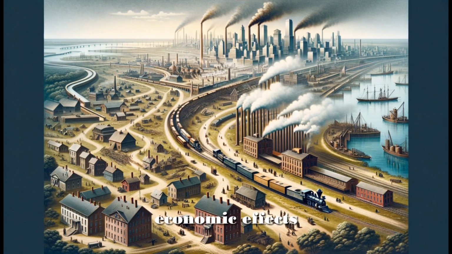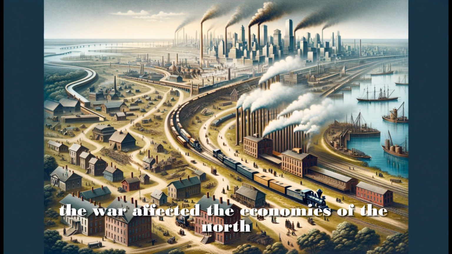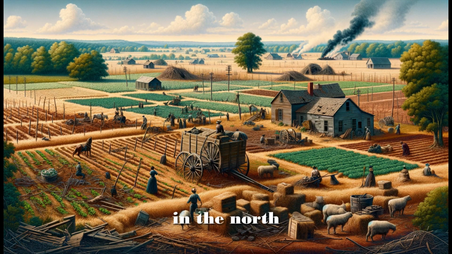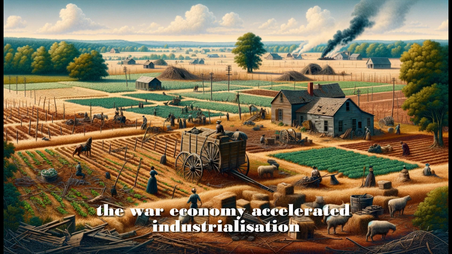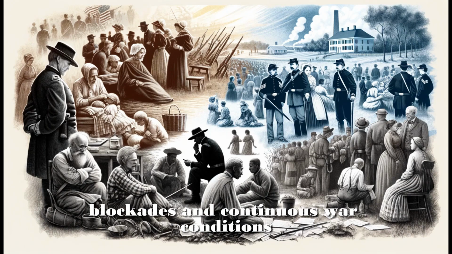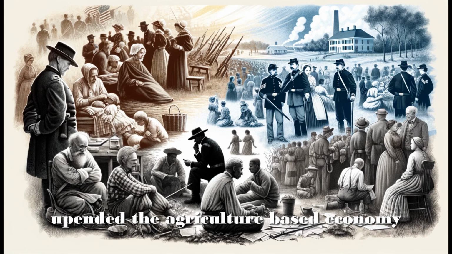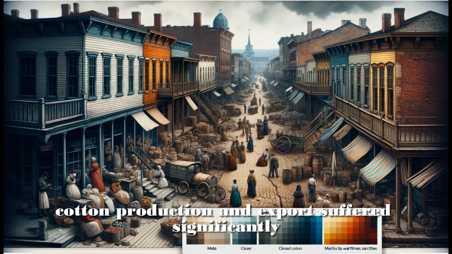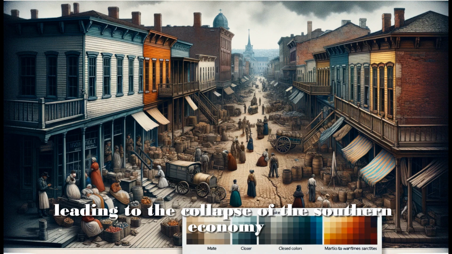Economic effects. The war affected the economies of the North and South in different ways. In the North, the war economy accelerated industrialization and production. However, in the South, blockades and continuous war conditions upended the agriculture-based economy. Cotton production and export suffered significantly, leading to the collapse of the Southern economy.